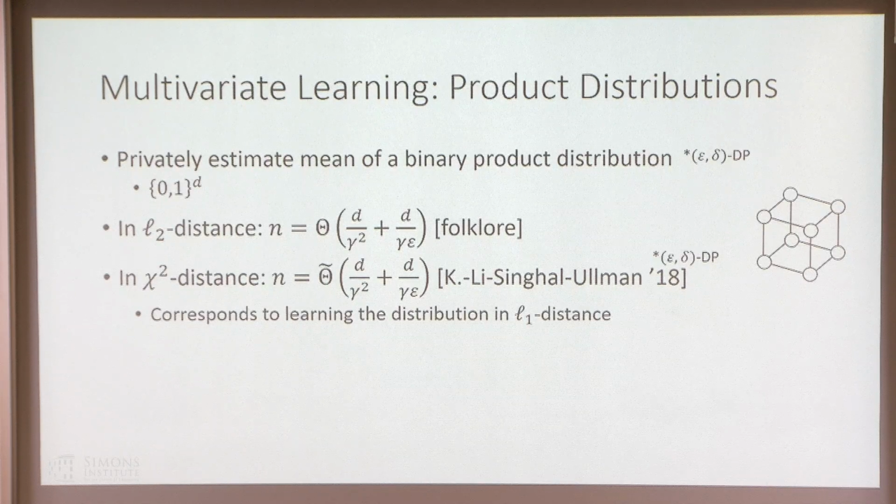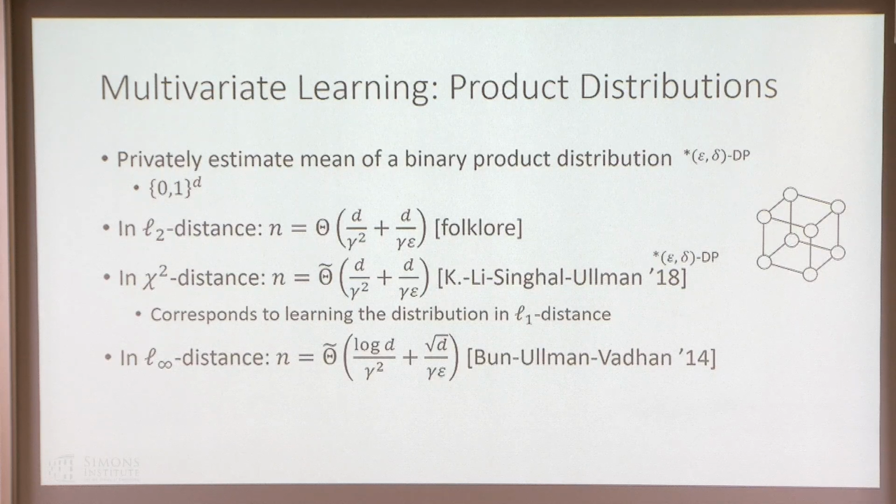However, if instead you were concerned with, say, L infinity distance, you want to estimate the mean up to L infinity distance, now we can see a new cost arising in the following sense. Non-privately, you'd have to pay the log of the dimension, but with privacy, now you have the square root of the dimension. So in other words, you had to pay an exponential cost in the dimension in order to get privacy. So it seems like there's a big difference here.